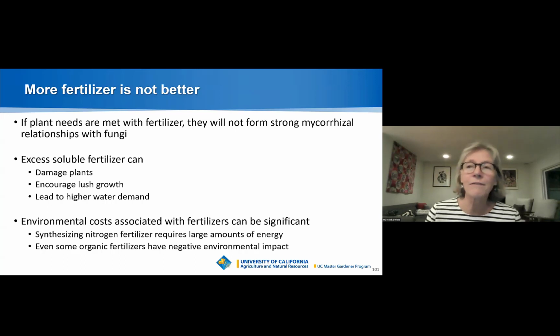In addition, there are environmental costs associated with fertilizers, and these can be significant. Making nitrogen fertilizer takes a lot of energy, and there are even some organic fertilizers that can have a negative environmental impact, such as kelp fertilizers.